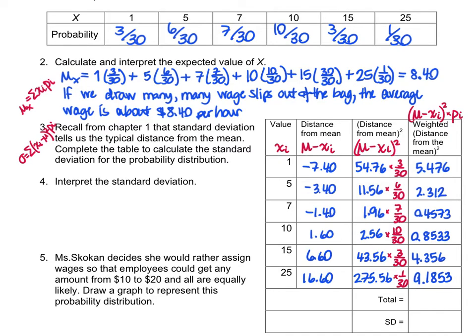Next, we're going to add up all of the numbers in the final column on the right-hand side, and when we add them all up, we end up with 22.64. Now, this is what we call the variance. And in order to get the standard deviation, we take the square root of the variance.